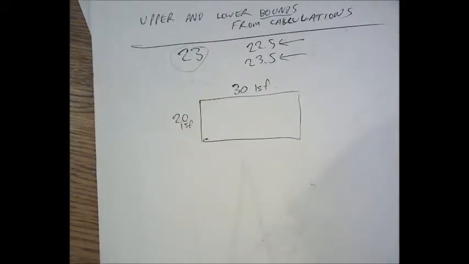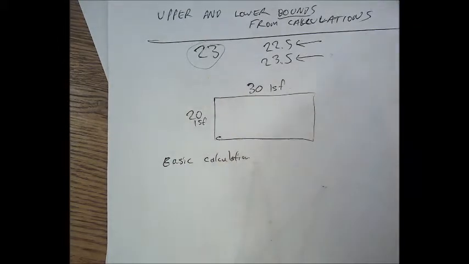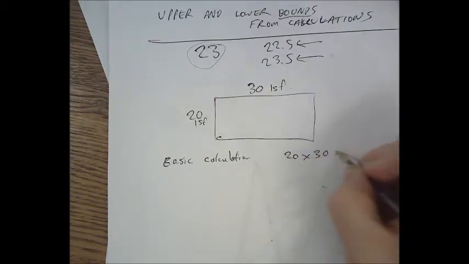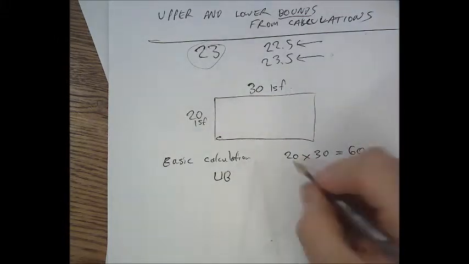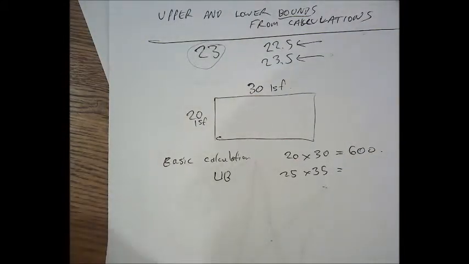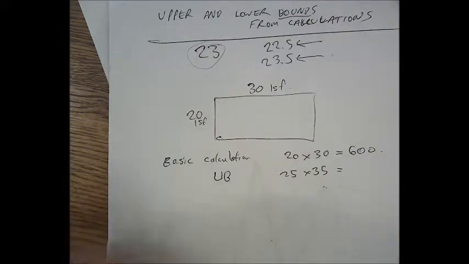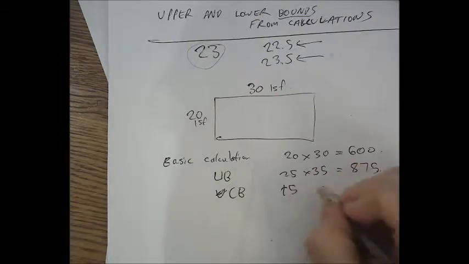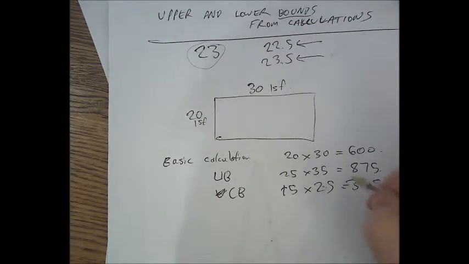Okay. Now, what you do is this. You write the basic calculation. Now, you really got to pretend you're back in primary school. You write 20 times 30 equals 600. Okay? For the upper bound, you replace the ingredients of the calculation with what their upper bounds are. And then you work that out, lining it up vertically with what's above it. So 25 times 35, it's 875. And then for the lower bound, you replace each of those ingredients with their own lower bounds. So 15 times 25 is 375. And they are the upper and lower bounds.